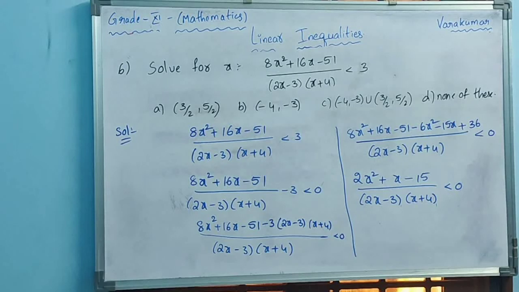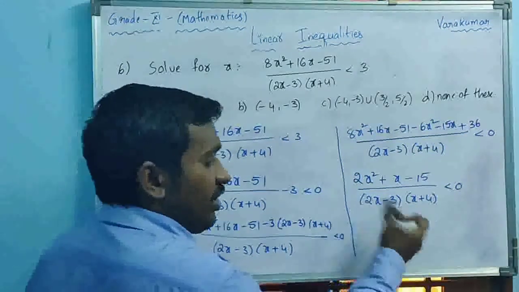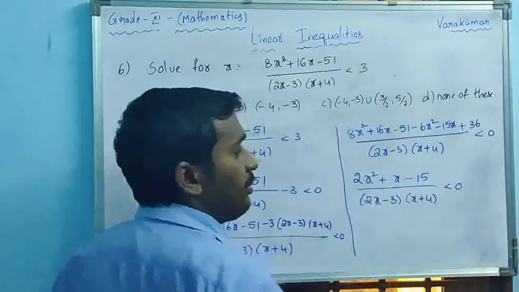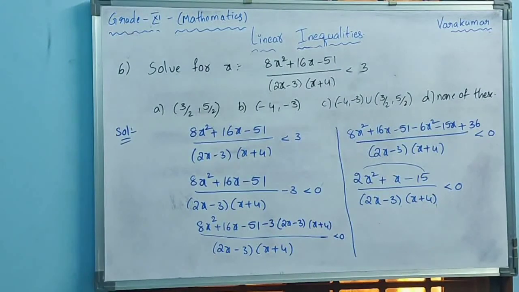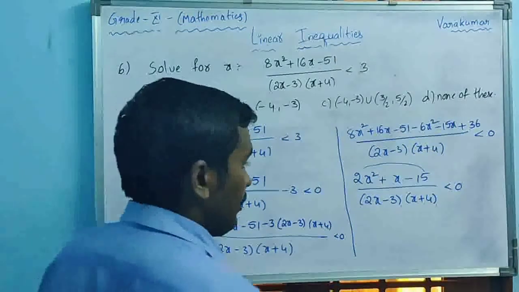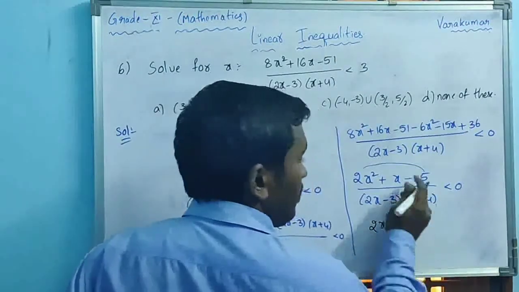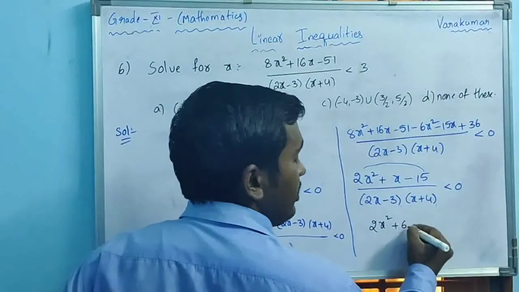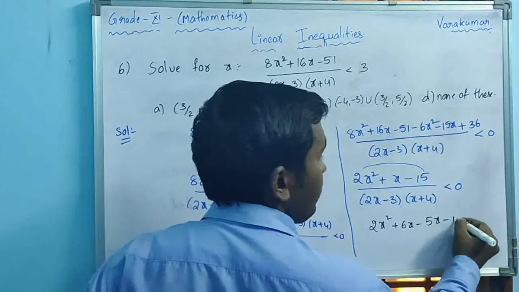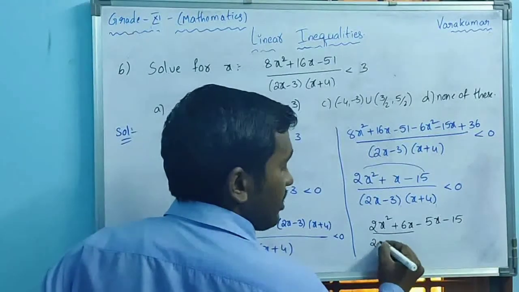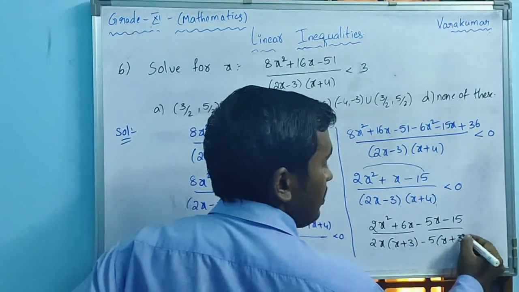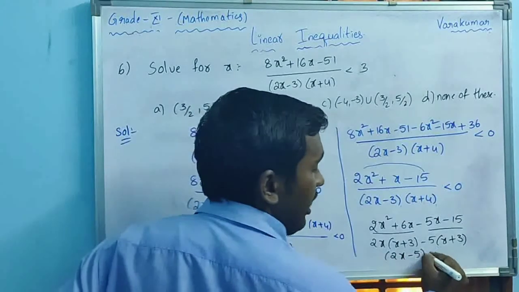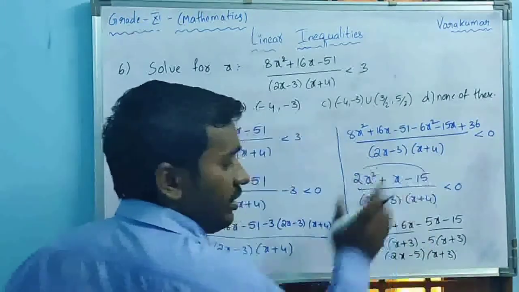Okay, now we have to simplify. See, the denominator is already simplified, so the numerator I am going to simplify by splitting the middle term. 2 15s are 30. 6 and 5 satisfy that. So 2x squared minus 39... so I can take 6x minus 5x minus 15. In this, 2x common, so x plus 3. In this, minus 5 common, so x plus 3. So what I am writing is 2x minus 5 into x plus 3 from the simplification.